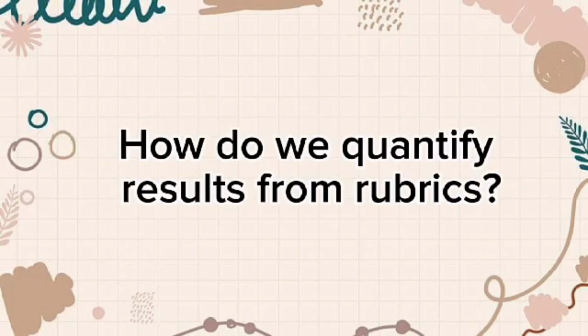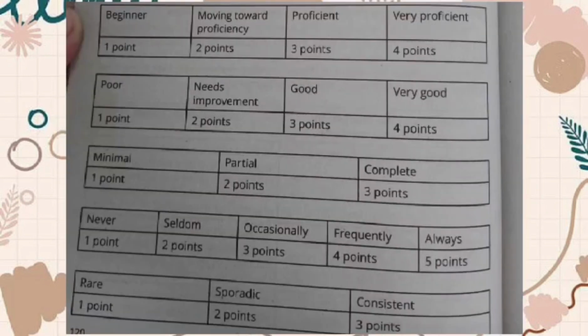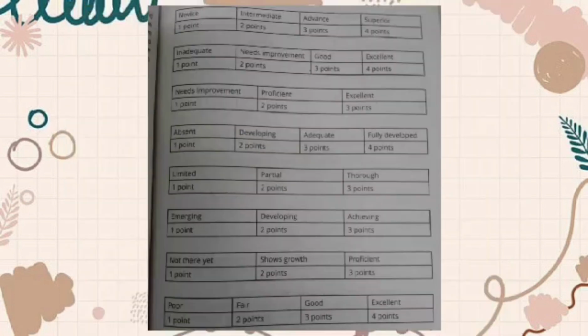So how do we quantify results from rubrics? In the creation of rubrics, there are skills that represent the degree of performance. This degree of performance can range from high to low degree of proficiency. Here are examples of the degree of proficiency with their corresponding points. Points depend on the quality of the behavior shown by the learner's performance.